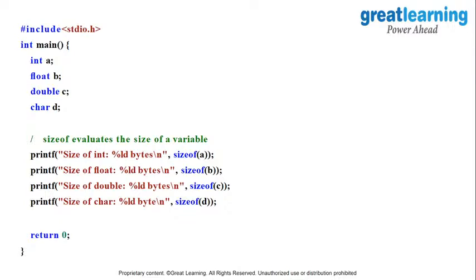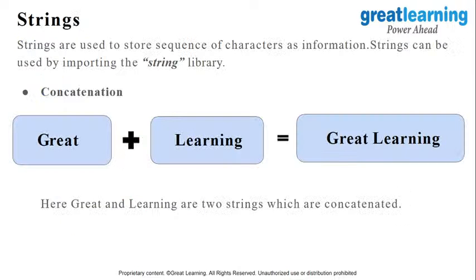If you're using a 64-bit operating system, it will give you 4 as an output, and if you are using a 32-bit operating system, it will give 2 as the output. So size of a, that is integer, will be 4. Size of b will be 4. Size of double will be 8, and size of character will be 2. Okay, so this is how you do this.